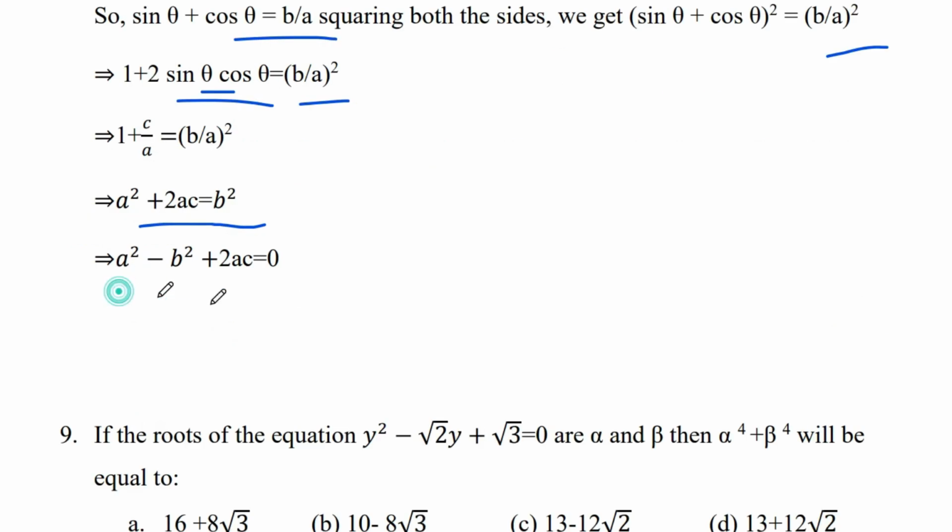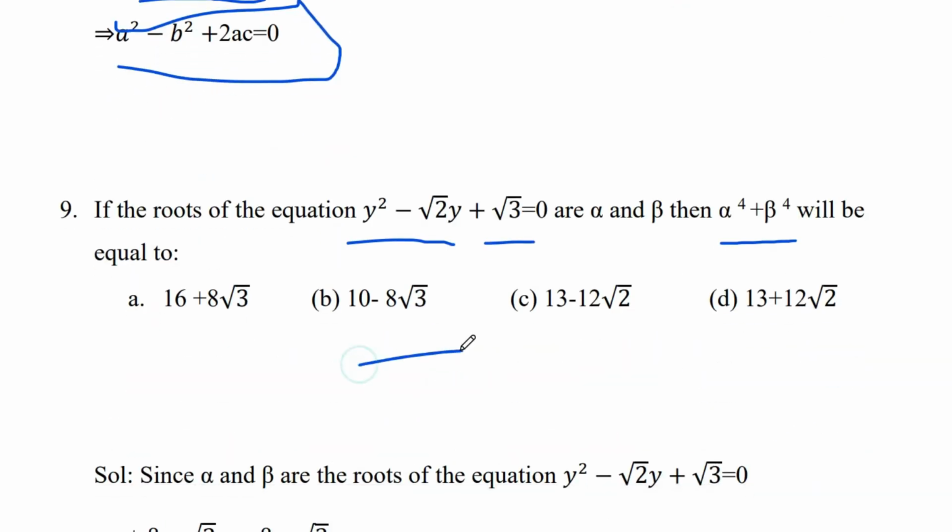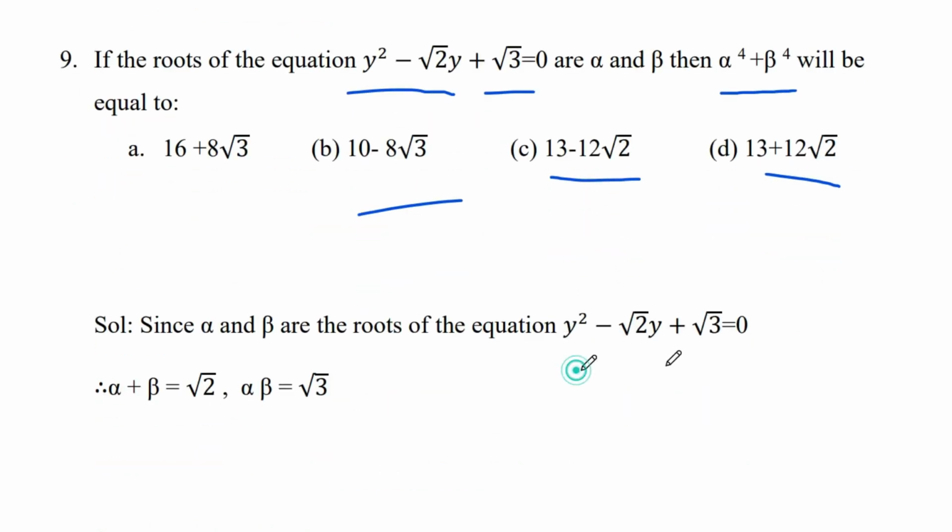Next one is, if the roots of the equation y square minus root 2 y plus root 3 are alpha and beta, then alpha raised to the power 4 plus beta raised to the power 4 will be either 16 plus 8 root 3, 10 minus 8 root 3, 13 minus 12 root 3 or 13 plus 12 root 2. If alpha and beta are the roots of this equation, then alpha plus beta will be root 2 and alpha beta will equal root 3.